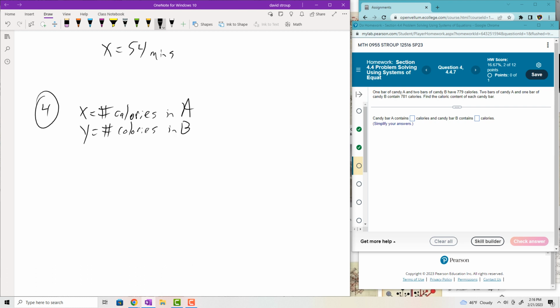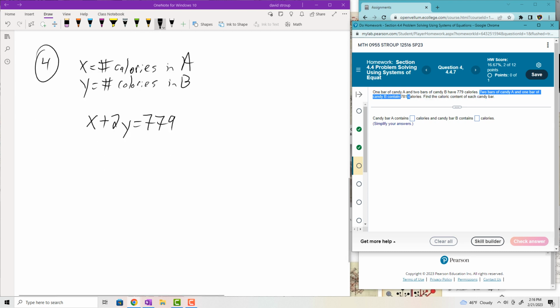And then again, just use these sentences. 1 bar of candy A and 2 bars of candy B have 779 calories. So translating, 1x plus 2y equals 779. And then it says 2 candy A bars plus 1 bar of candy B is 781. So you'd have 2x plus 1y equals 781.